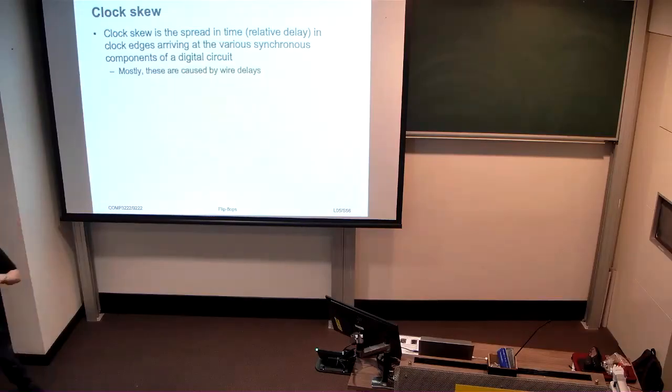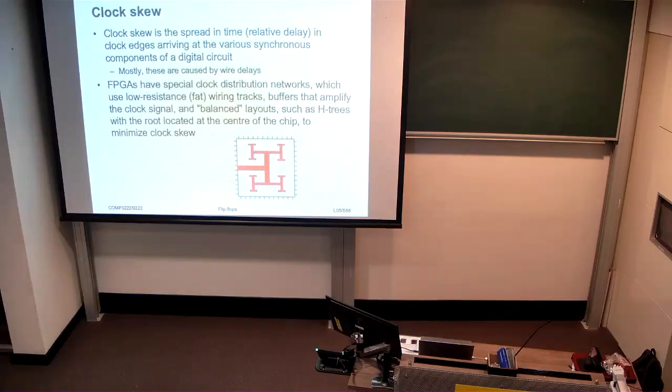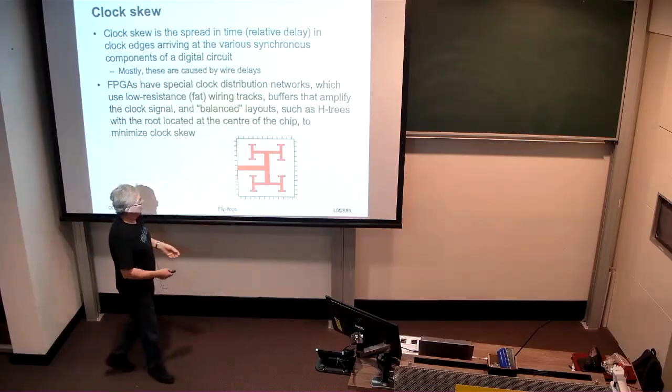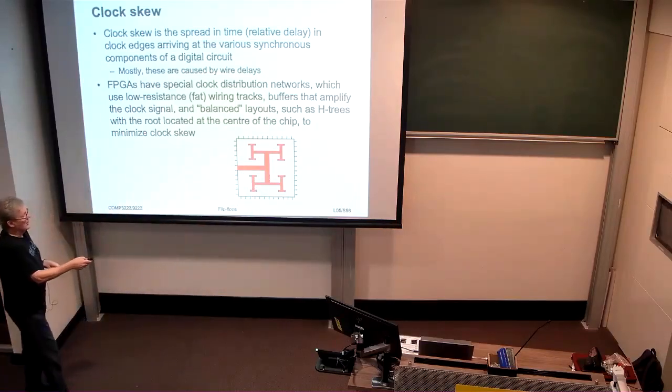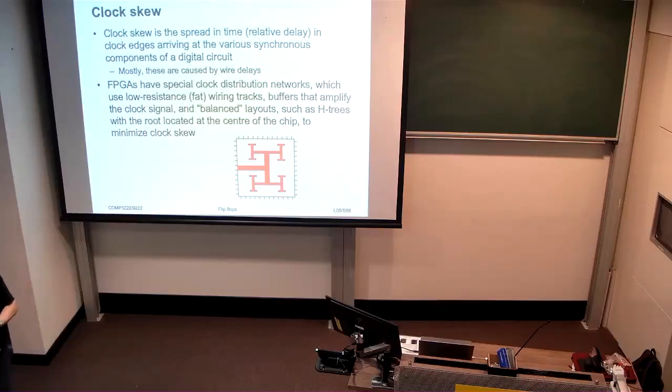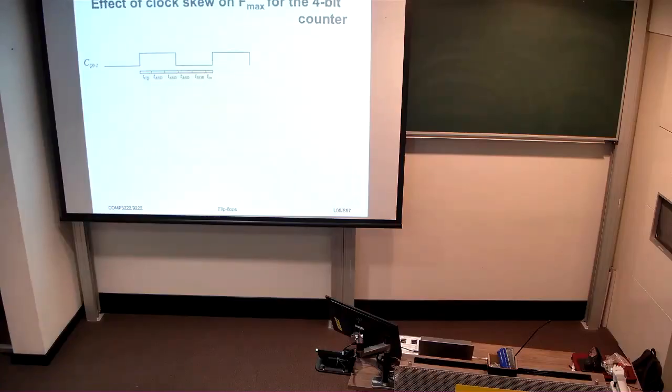So there's a spread. If we initiate a signal at one side of the chip, by the time it gets to the other, that's several picoseconds later. So FPGAs and many chips have special clock distribution networks, sort of H-tree-like clock distribution, where the clock source is in the center of the chip, and then it's distributed in a balanced way to all sectors of the chip, and that minimizes clock skew, okay?